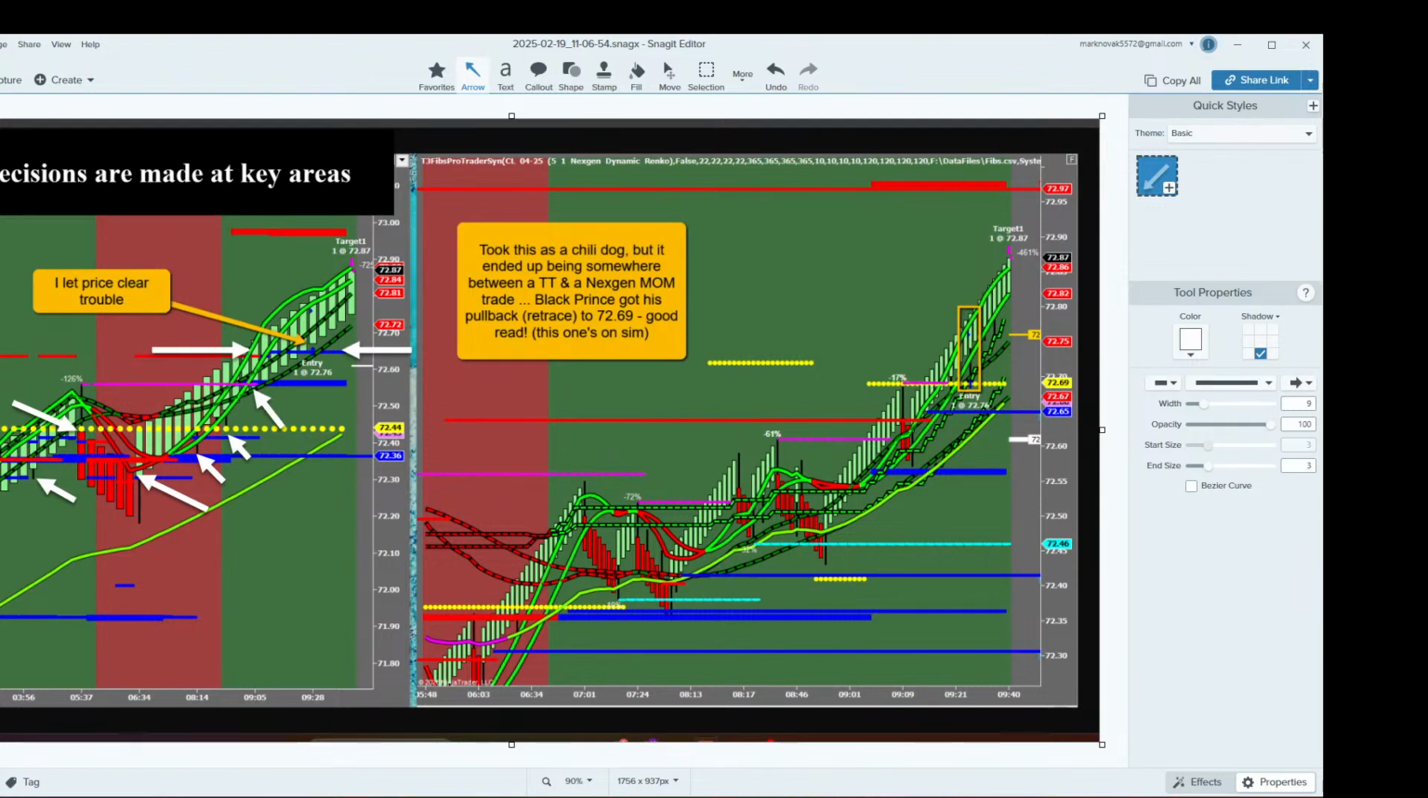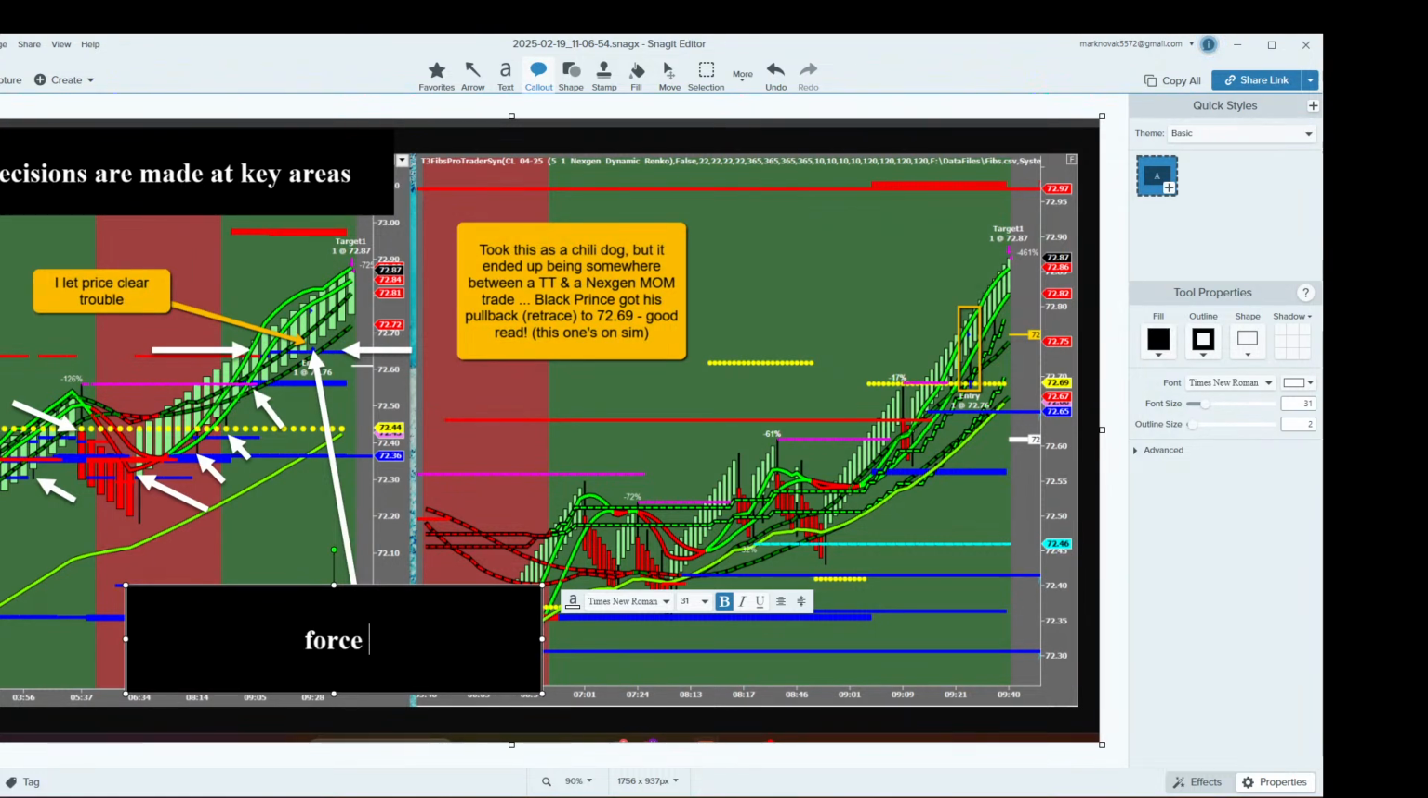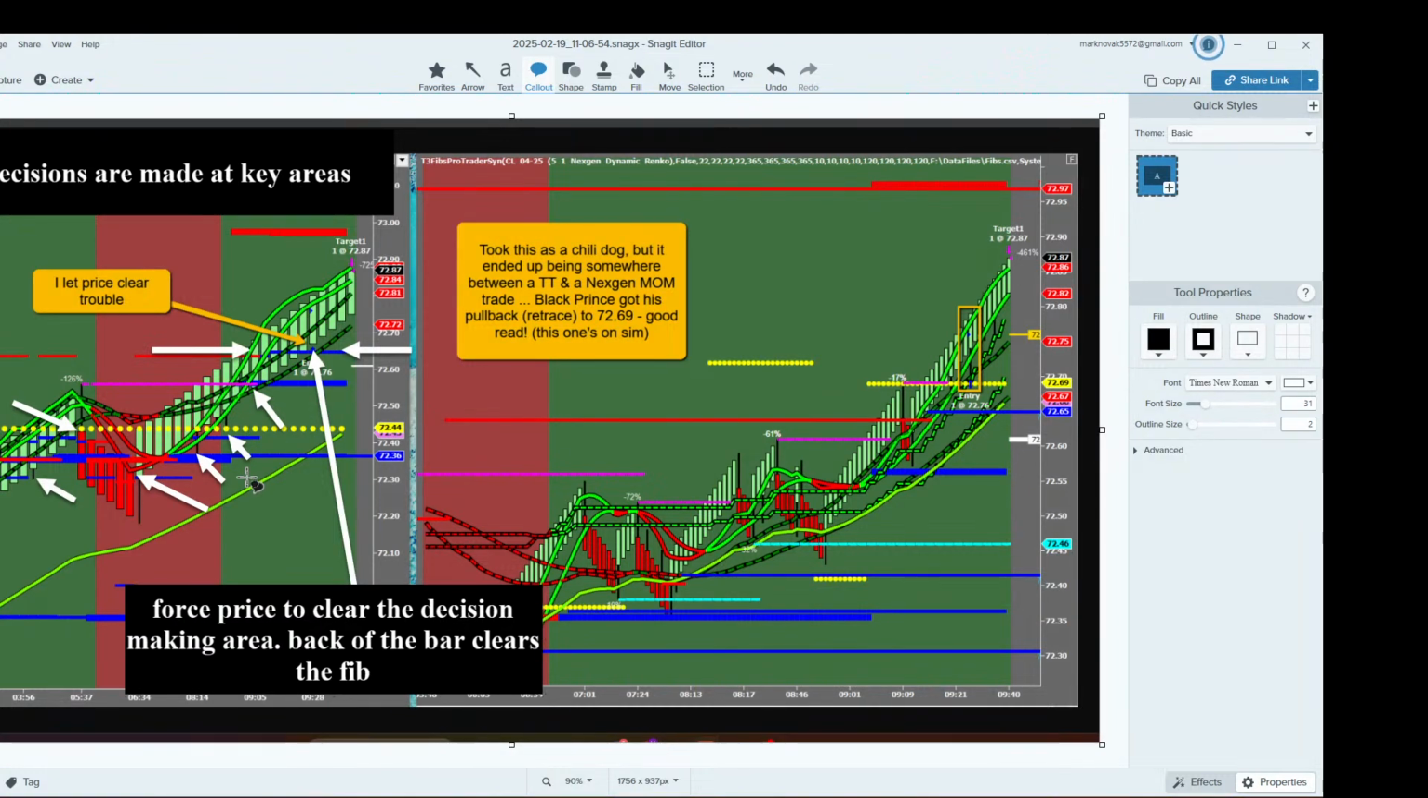So Black Prince, if you want to trade the breakout, one of the things that you can do, and this is what Ron does, and what he taught me, is let price completely clear the area. Force price to clear the decision-making area. Does that make sense? That means that the back of the bar clears the fib. And this is a Nexgen user taking his ability to read indicators. This is not a Nexgen trade.